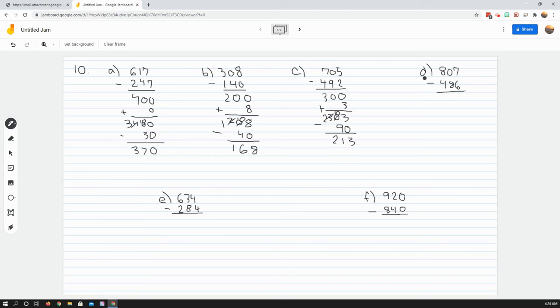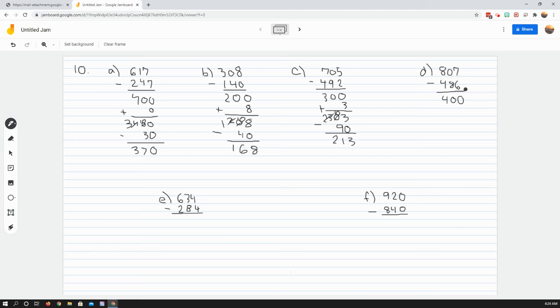Let's go to letter D. 807, and I have to take away 486. So if I have 8 and I take away 4, I'm going to be left with 4. And because it's in my hundreds place, I'm going to write those two zeros. Let's look at my tens place. I have 0, but I have to take away 8. I can't do that because I would have to borrow, and remember what I said. If you have to borrow, leave it for last.